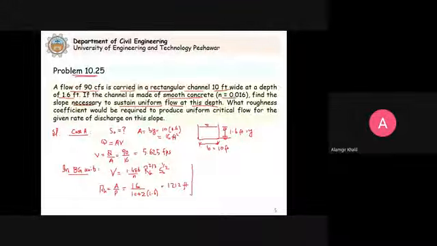Now we need to just put values in this Manning's formula. So we will get S naught to the power 1/2 equal to 0.0533. Everything is known, just S naught is unknown, so you can calculate. And from here, S naught, the channel bed slope, comes out to be 0.00284.